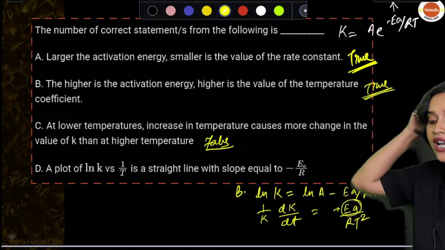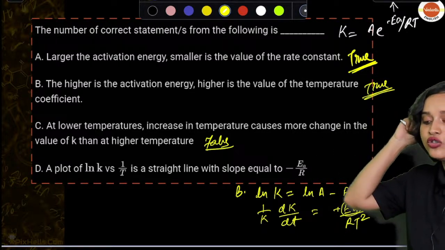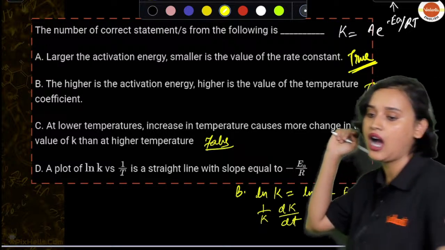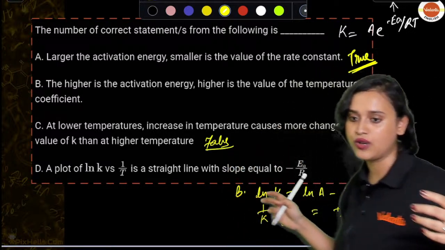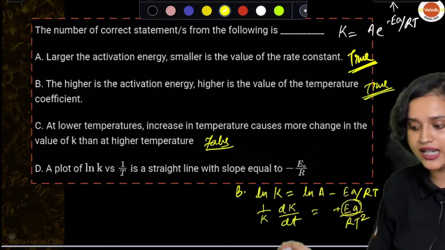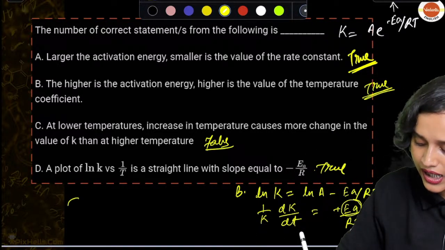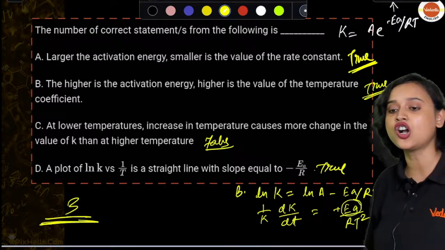A plot of ln of K versus 1 by T is a straight line with slope equal to minus EA by R. I think this is true, everyone. If you draw the graph of ln of K versus 1 by T, the slope will be minus EA by R. So this is also true. The correct answer is 3.